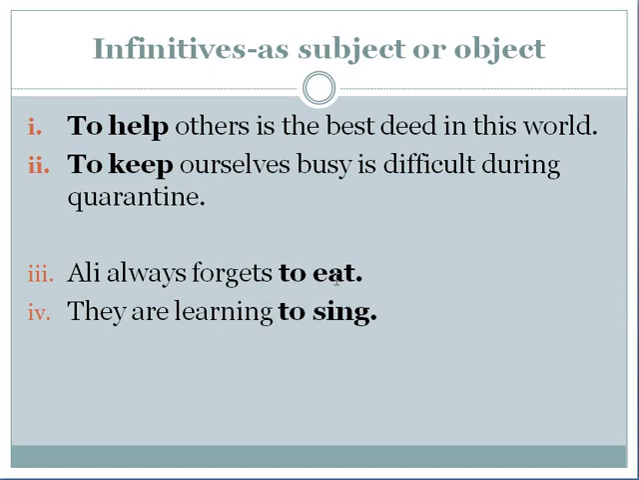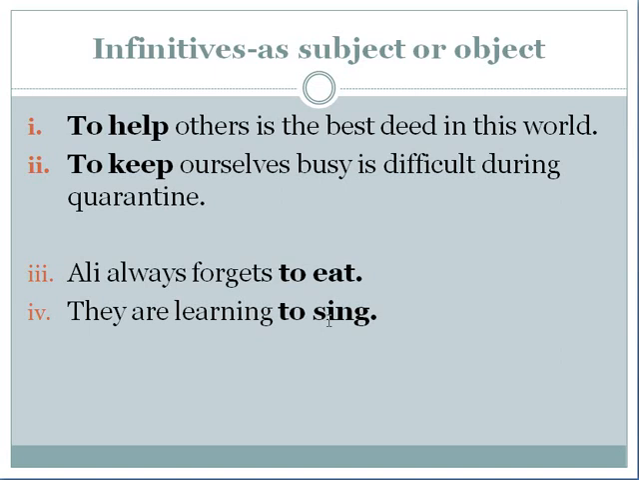If we talk about infinitives as object, an object is something that always comes at the end of a sentence. So, Ali always forgets to eat. To eat is an infinitive here because this is to plus base form. Ali always forgets to eat. Better keep one thing in your mind.